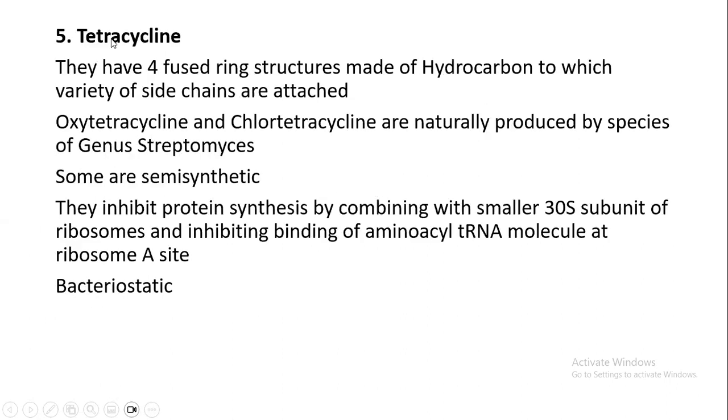Next are tetracyclines. Tetracyclines contain a four fused ring structure made up of hydrocarbons to which a variety of side chains are attached. Examples include oxytetracycline and chlortetracycline, which are naturally produced by species of Streptomyces, while some are semi-synthetic. They act by inhibiting the protein synthesis process by combining with the 30S ribosomal subunit and inhibiting the binding of amino acid transfer RNA molecule at the ribosomal A site. And finally, they are bacteriostatic in nature.